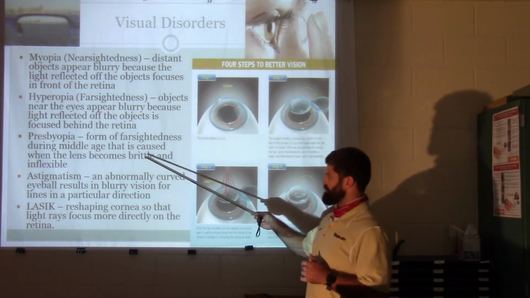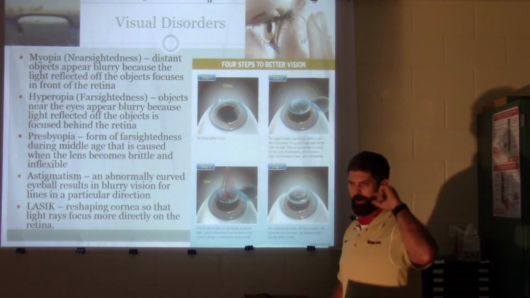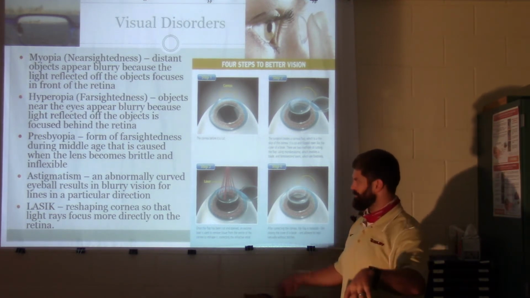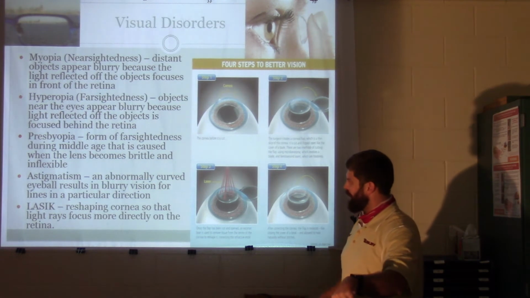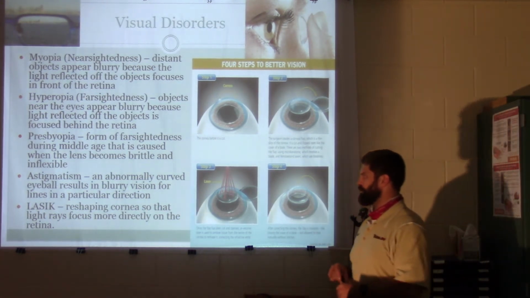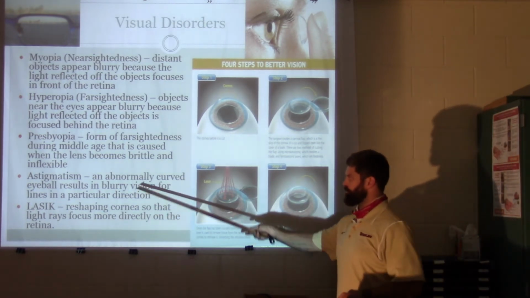So this is pretty much just having readers. You're going to go to Walmart, wherever, buy a little reader so you can use it as reading glasses. That's what presbyopia is. Astigmatism is an abnormally curved eyeball resulting in blurry vision for lines in a particular direction. A lot of people suffer from this.